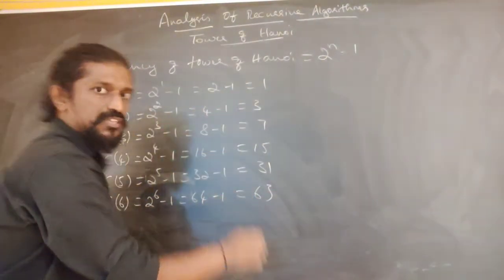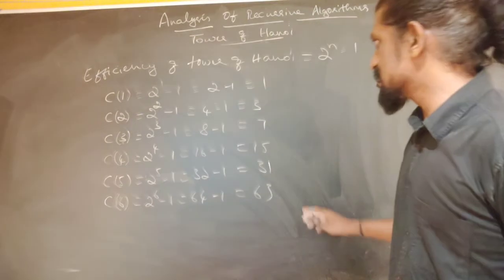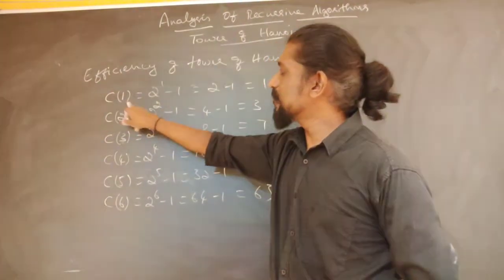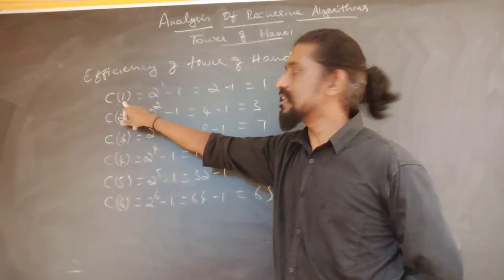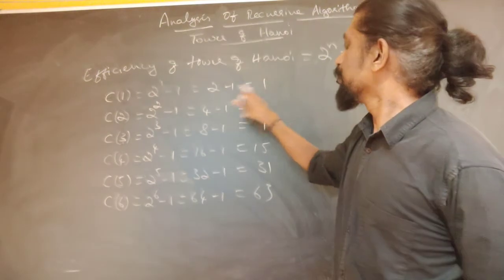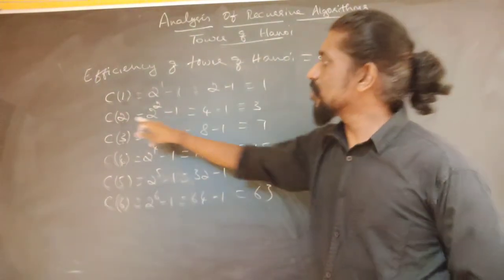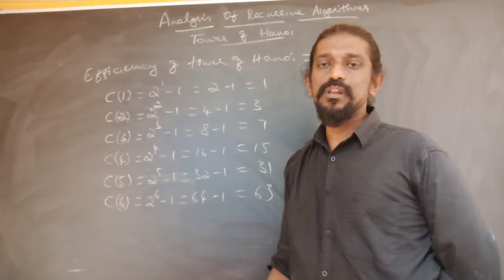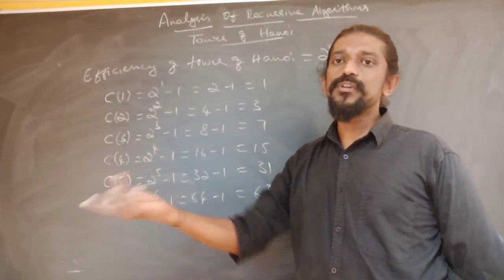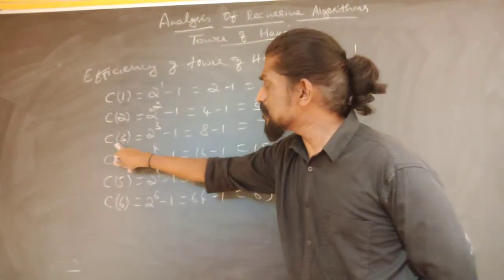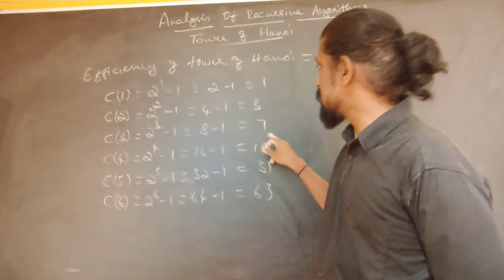So these are the number of times the basic operation is performed. That is the number of times the discs are moved. The count of the number of times the disk is moved when the number of disks is 1 is 1. When the count is 2, it is 3, because we assume C of n to be the number of times the disk move operation is performed. When we have 3 disks, it is 7.